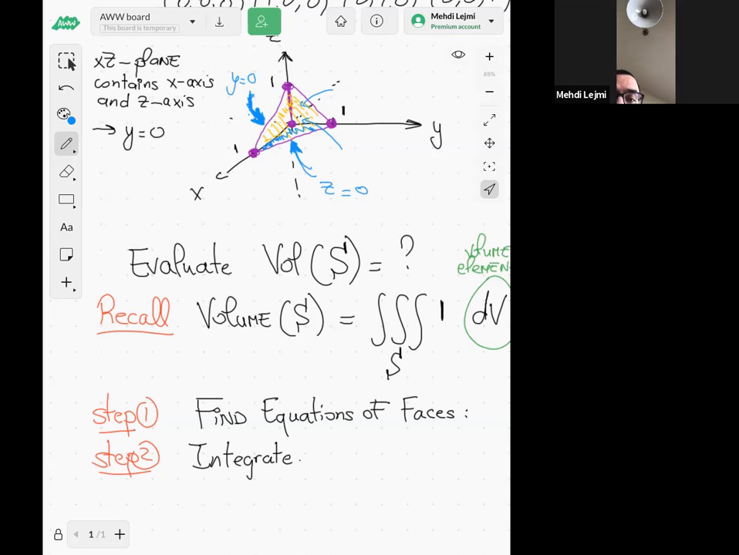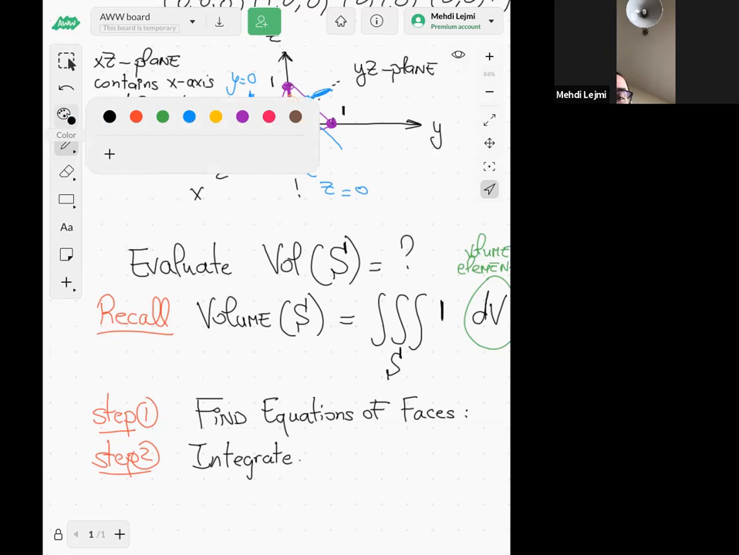Now this is the face in the back. This face lies on the YZ plane, which contains the Y and the Z axis. There, the X coordinate is 0. So here, x equals 0.